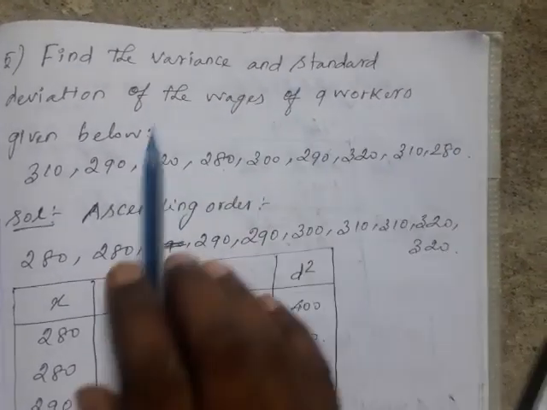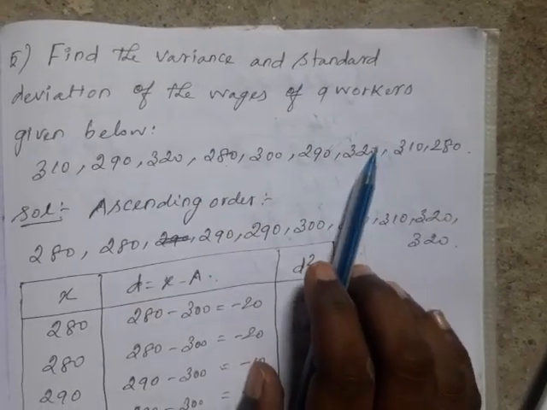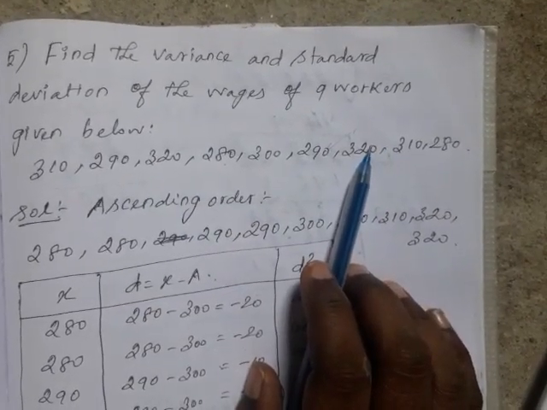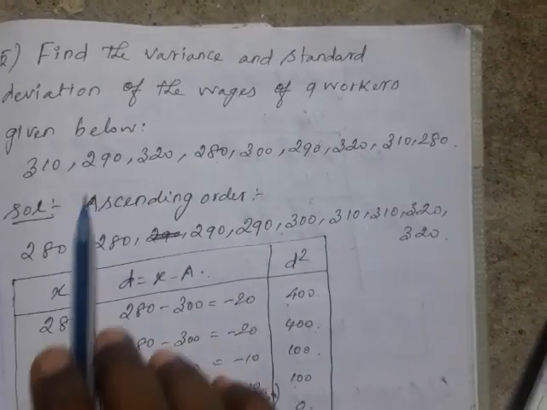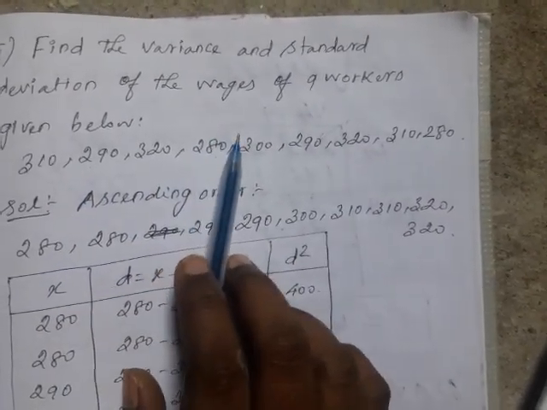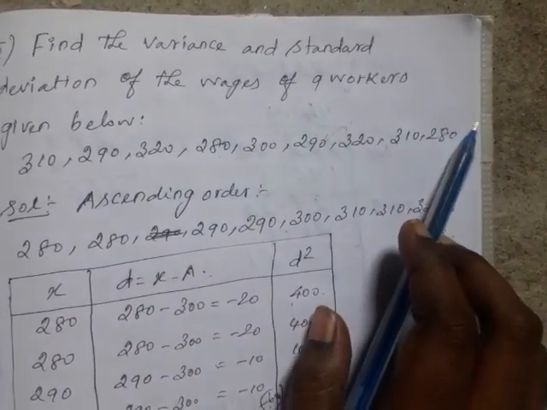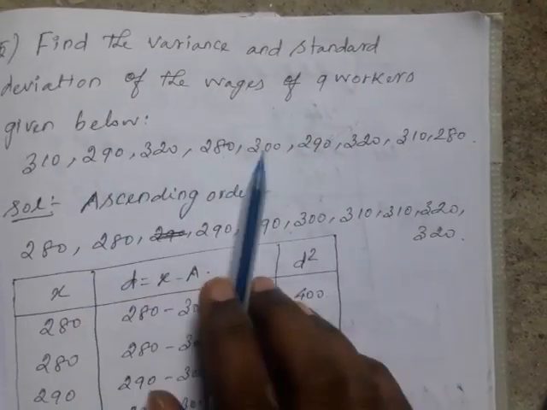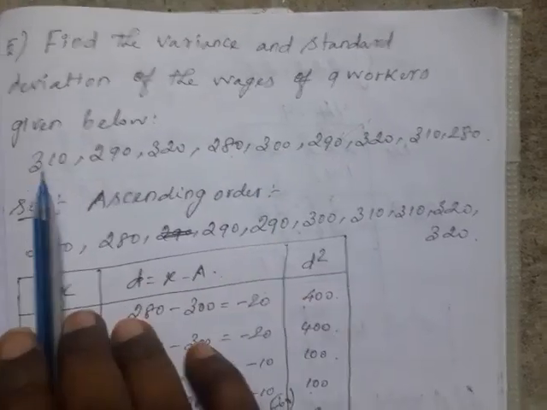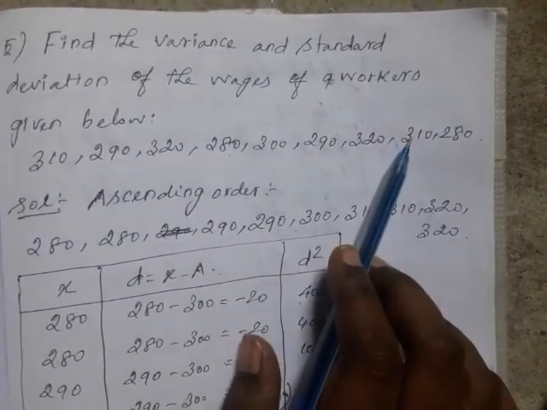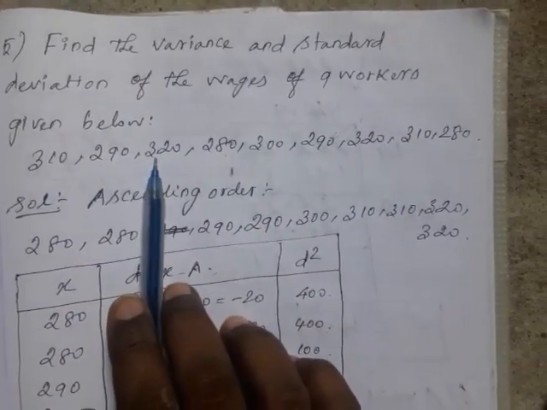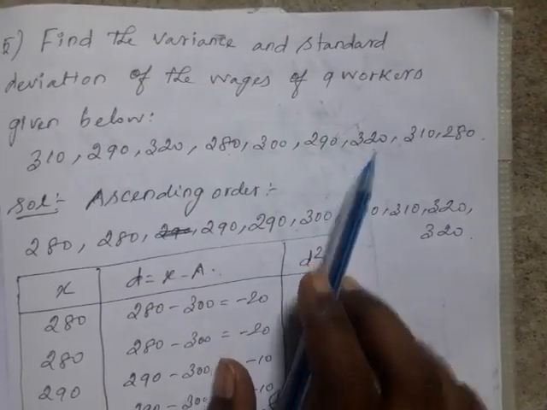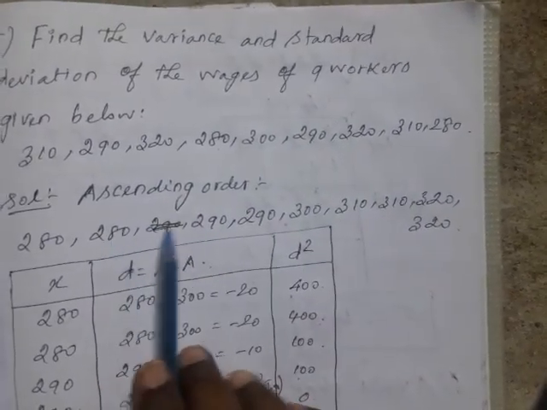Already I told you, every time you have to write in ascending order first. So ascending order: 280, 280, 290, 290, 300, 310, 310, 320, 320. Totally 9 data are given.